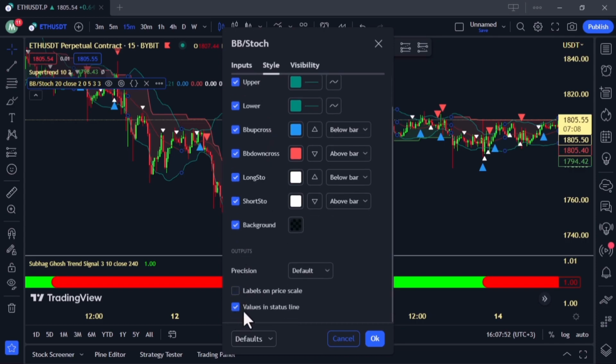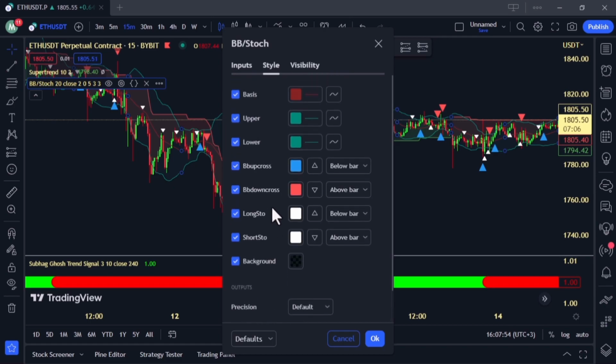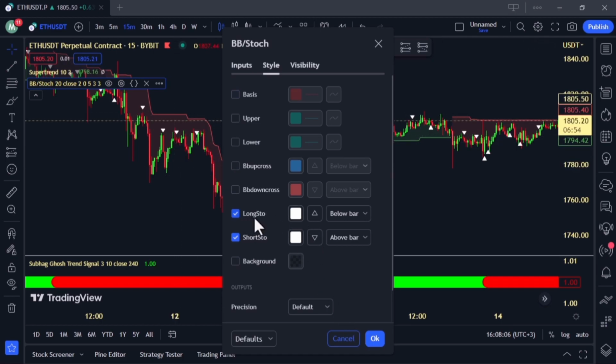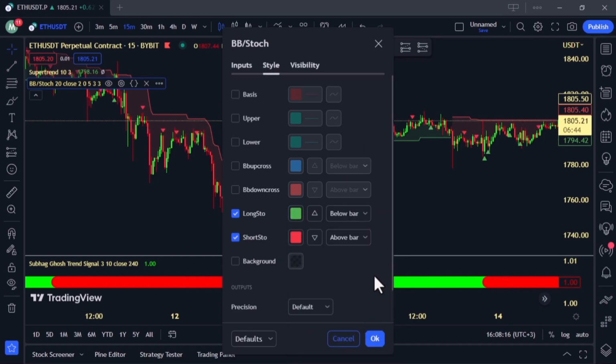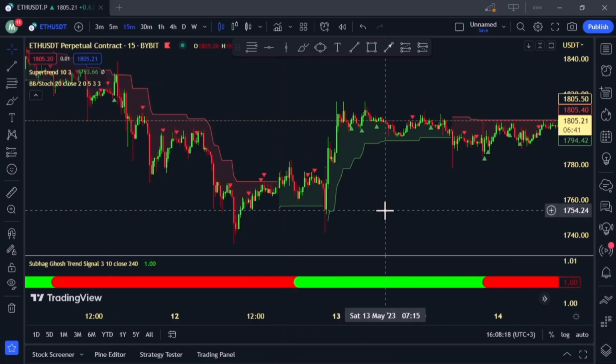I go to this style and I'm going to remove everything, but leave the buy, let's say long, and short signals. So I'm going to remove everything. I only need the long and short signals, and I can change the color. For example, for buy I can put it on green, and for short I can put it on red, and just like that.